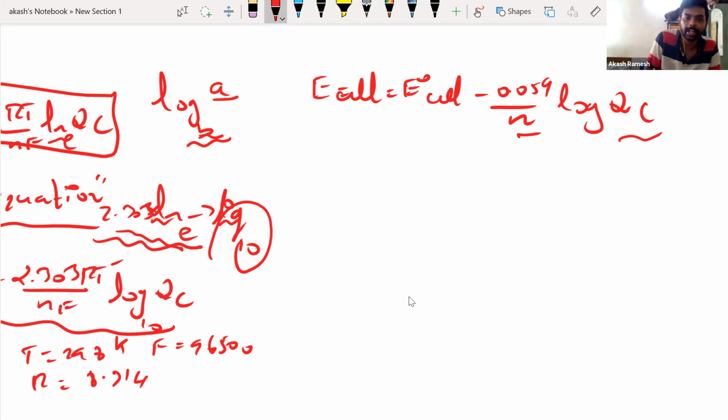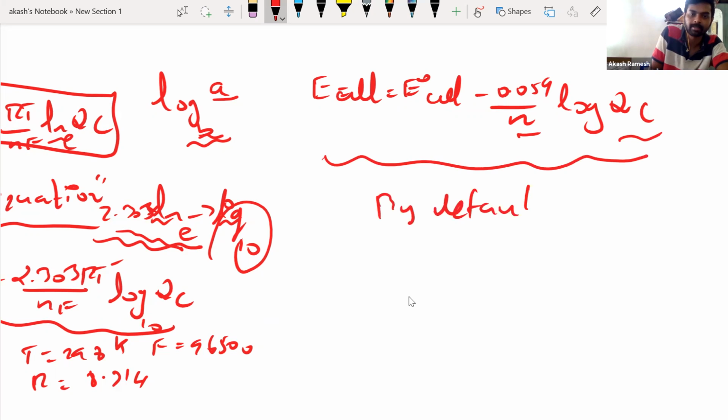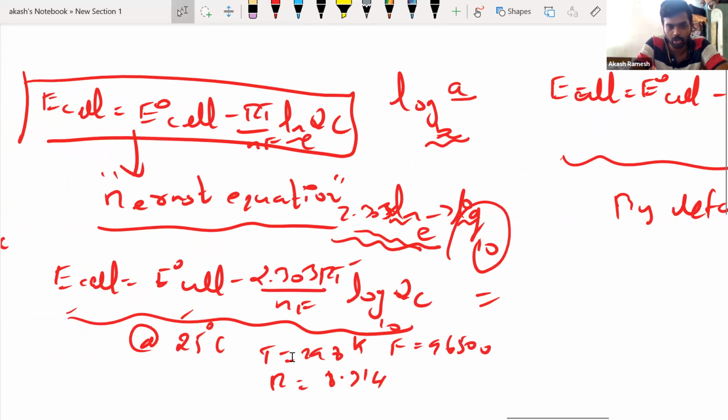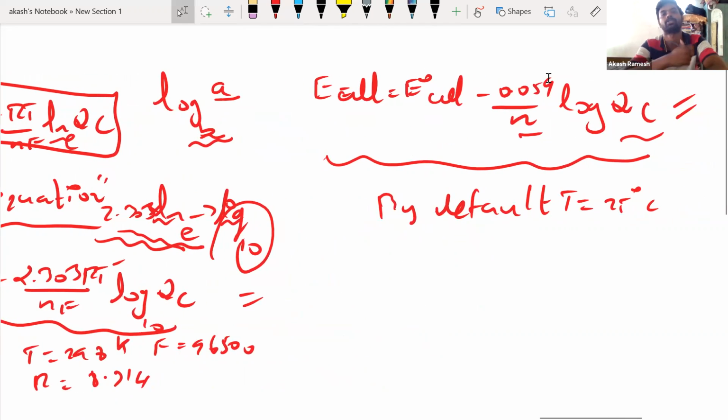99% of times you will use only this equation. And if they don't mention anything about the temperature, sometimes they will not even give temperature in the question, then by default the temperature is 25 degrees Celsius. If they don't give you any temperature, assume it is 25 degrees Celsius, and you can directly use this equation. You don't have to use the entire equation which we wrote here. But if the temperature is 25 degrees Celsius and other things are constants, then you can easily get this equation: 0.059 by n into log of Qc.